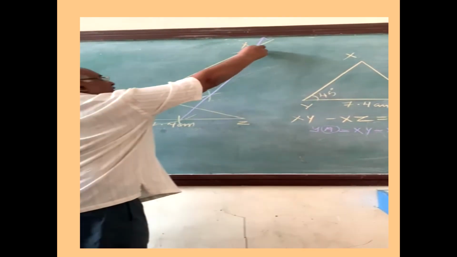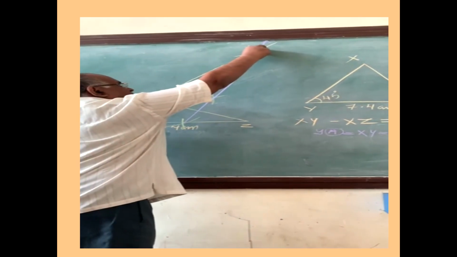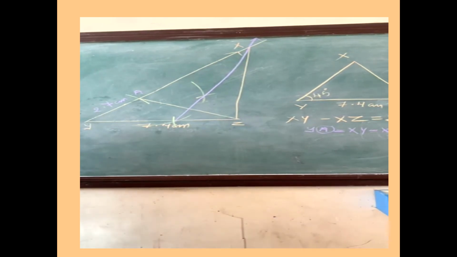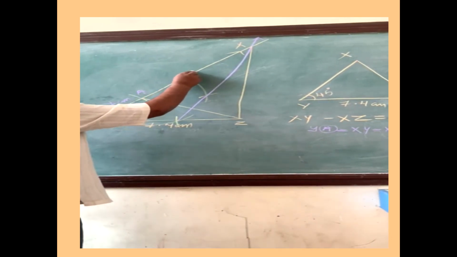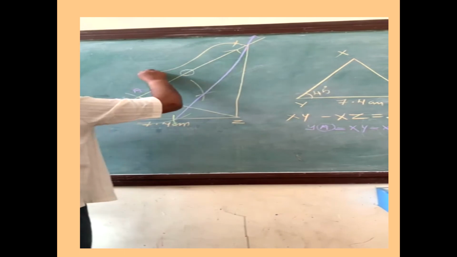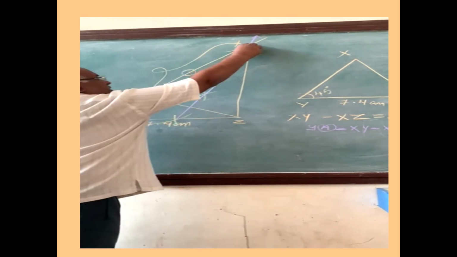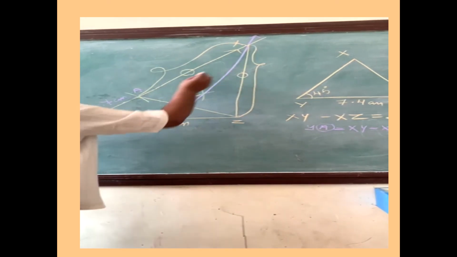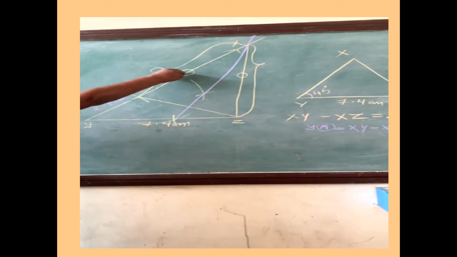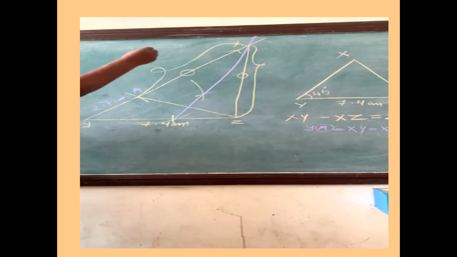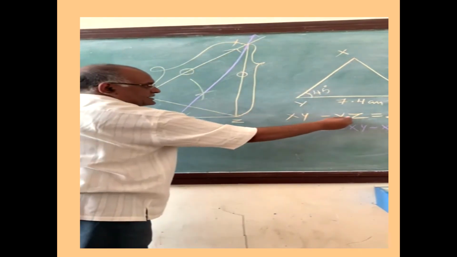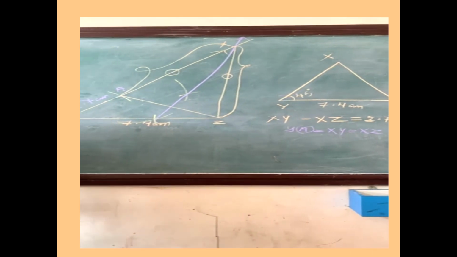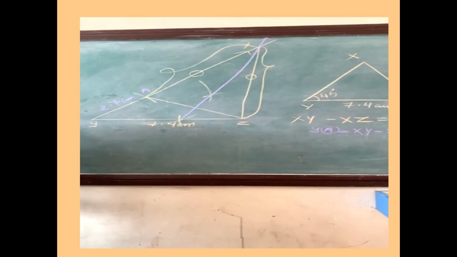When you join this with your Z, you get the triangle. You will find that here XA will be equal to XZ. So this is the additional part you have got here. So you got here XY is greater than XZ by 2.7 centimeters. I hope it is clear. See you in the next video.